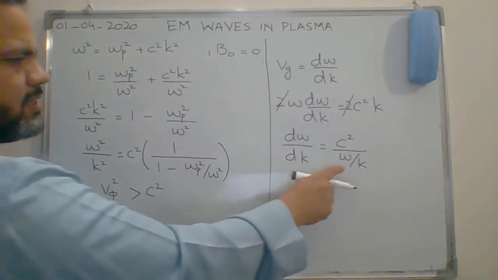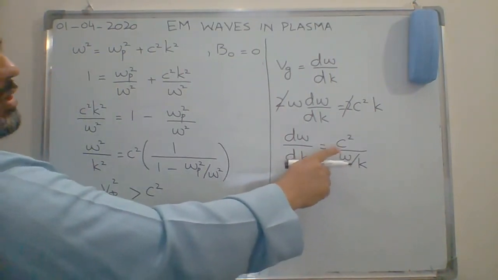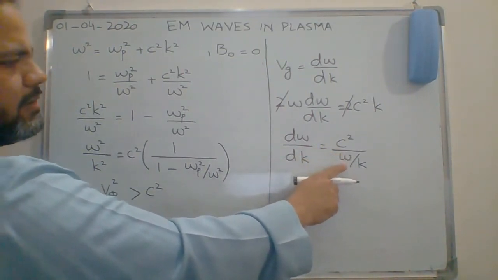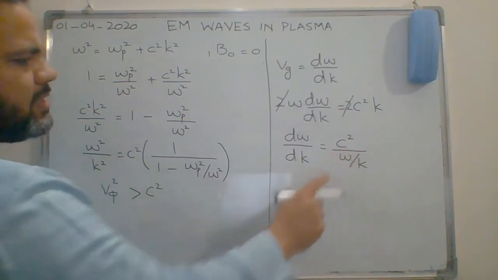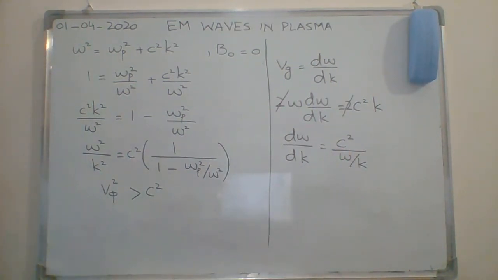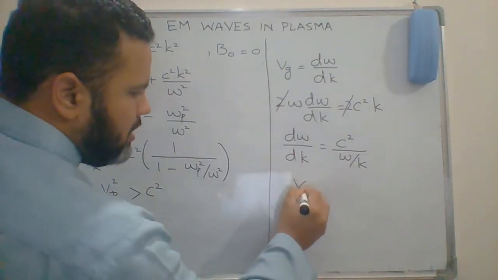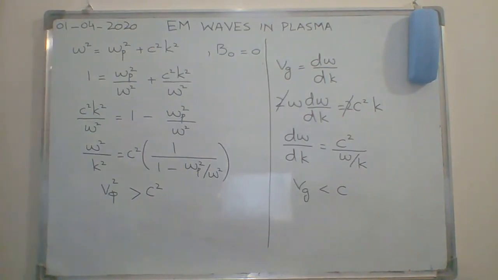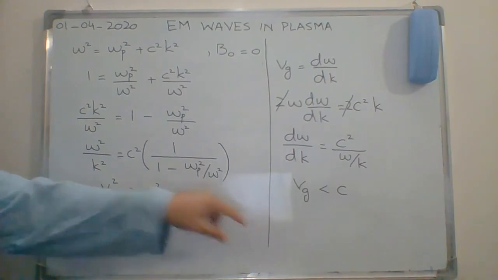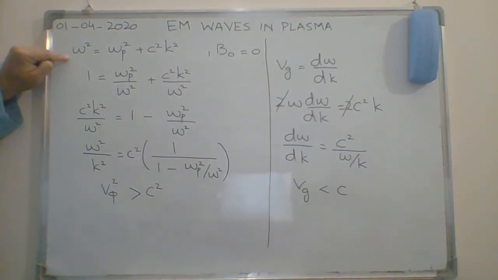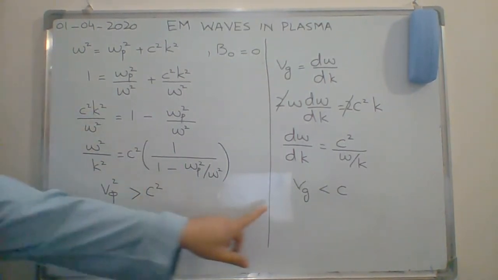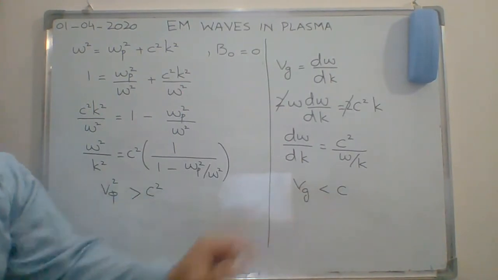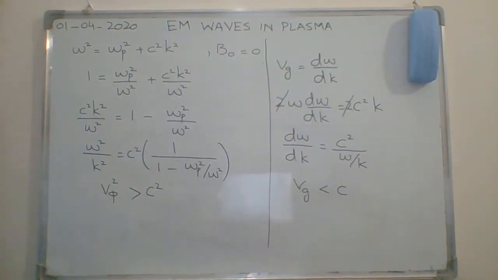Now this is the phase velocity. If I divide c square by something which is greater than c, I'm going to get Vg less than c. So it shows us that our expression is correct. There's no violation of any law here, as the group velocity comes out to be less than c.